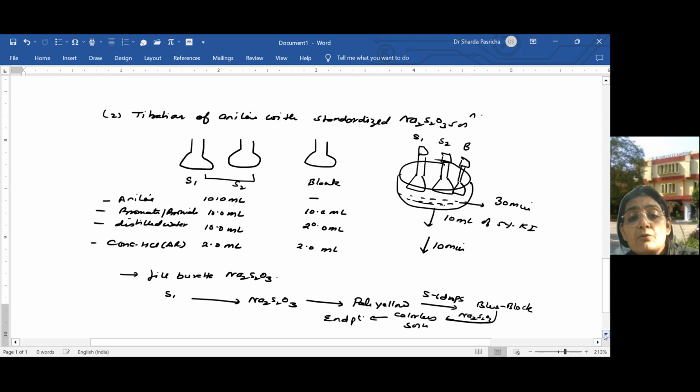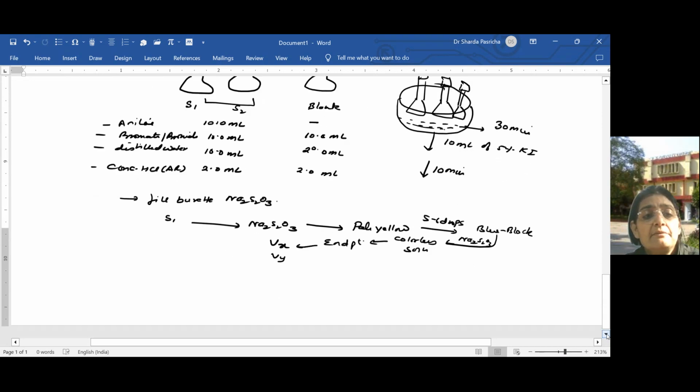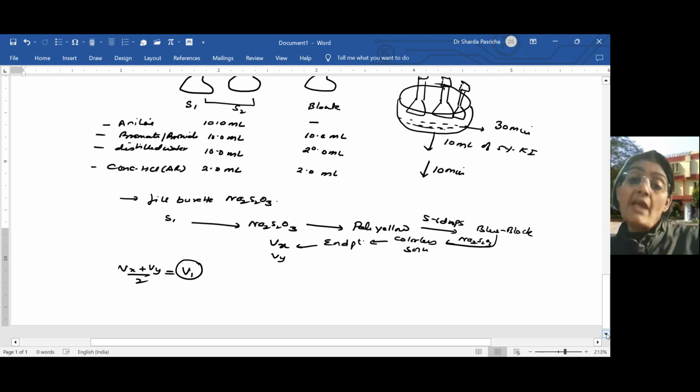Now note this volume as Vx. Repeat the same with the second sample and note that volume as Vy. Take the average of Vx and Vy, and that will be the volume of bromine which has remained after reaction with aniline. Now you repeat the same procedure of titration with your blank.